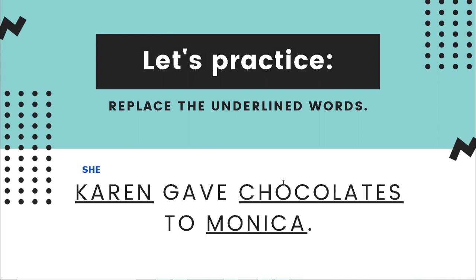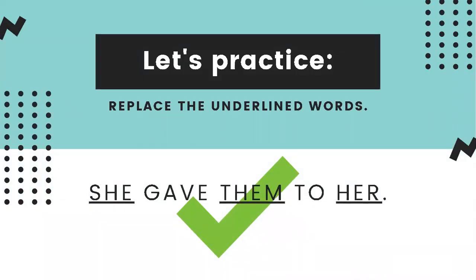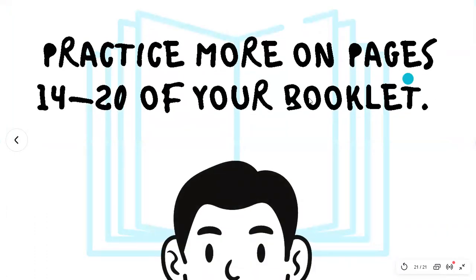Me, us, them, it. Los chocolates lo podemos reemplazar por them, right? She gave them to she or to her. Acá necesitamos un objeto, un pronombre objeto. So, to her. And it looks like this. Y se vería como esto. So, she gave them to her. There you go. Pronombre sujeto, pronombre objeto, pronombre objeto. You can do further practice on pages 14 to 20 of your booklet. And that's all for now.